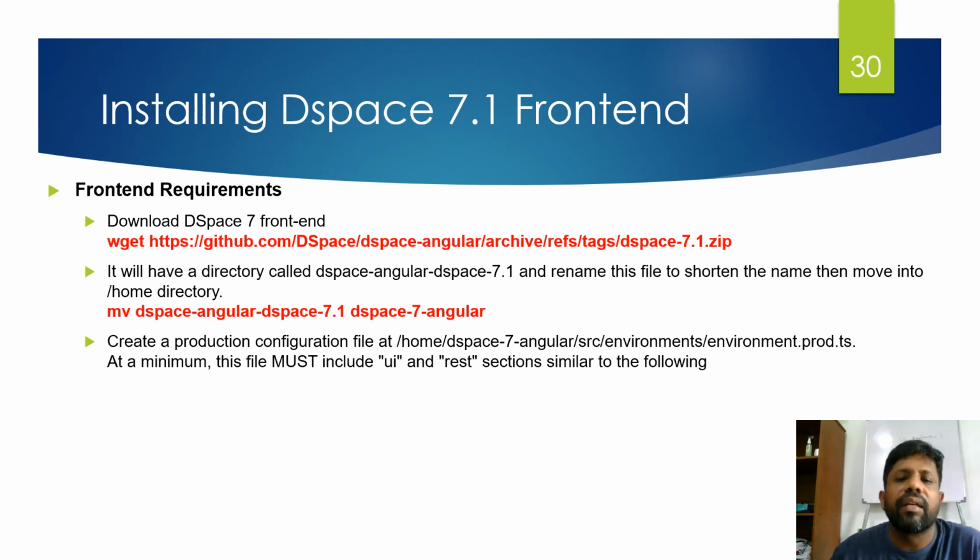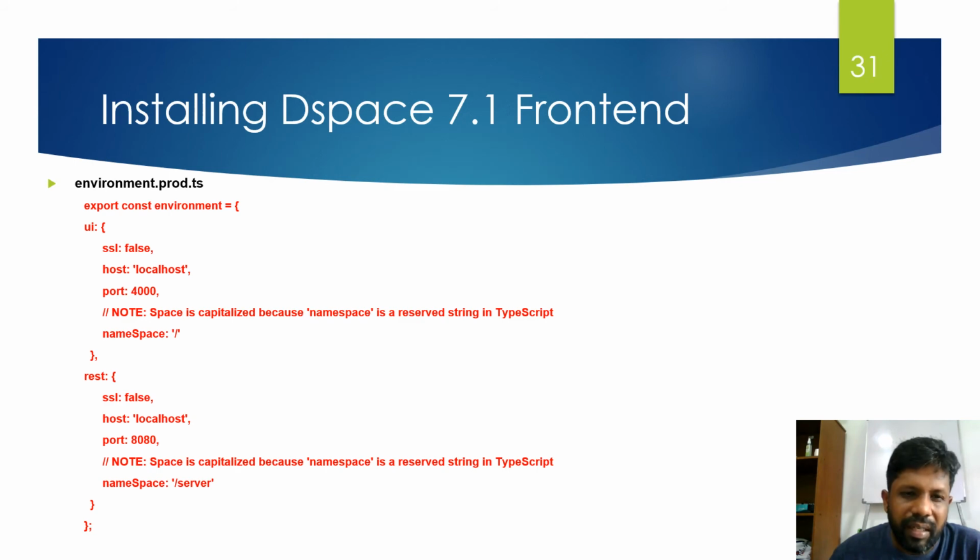After downloading the front end, the front end folder's name is actually very long, so you have to shorten that name. I just shortened the name to dspace 7 Angular and moved all the files to that folder. Here it is also very important to create an environment.production file. You can mention backend and front end information here like this. Here SSL is false and host is localhost, because I am checking both on a single machine, a single localhost server. So that's why I mention SSL false.